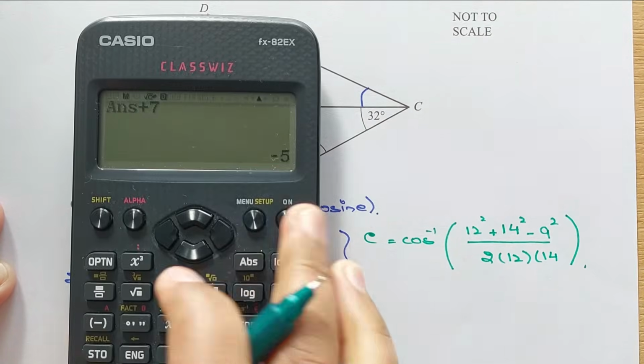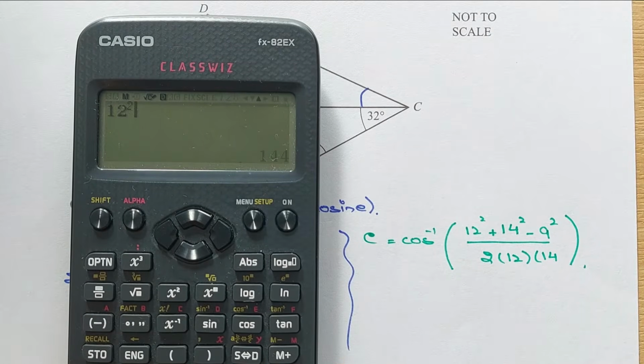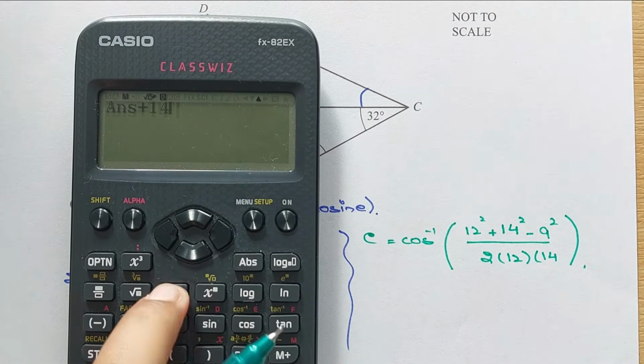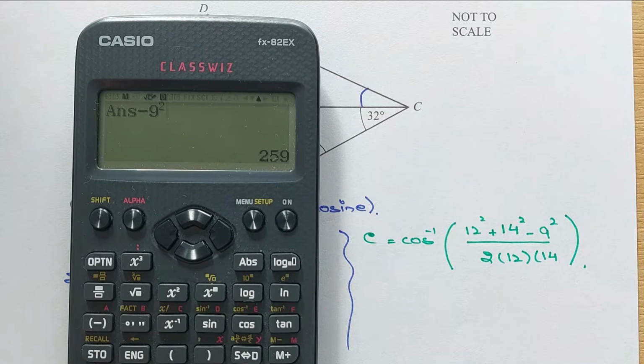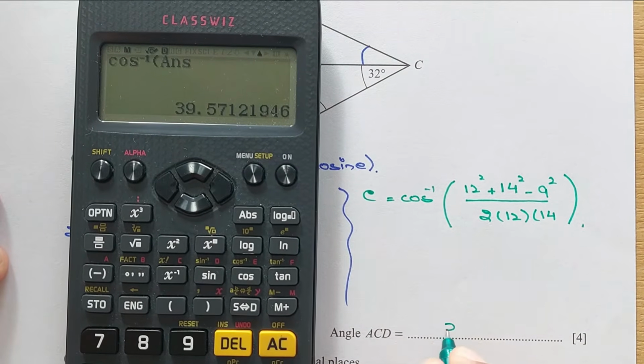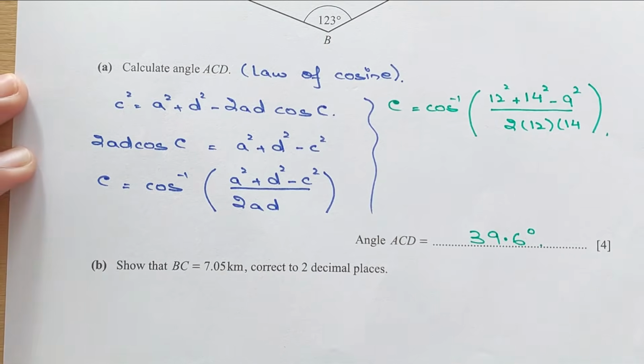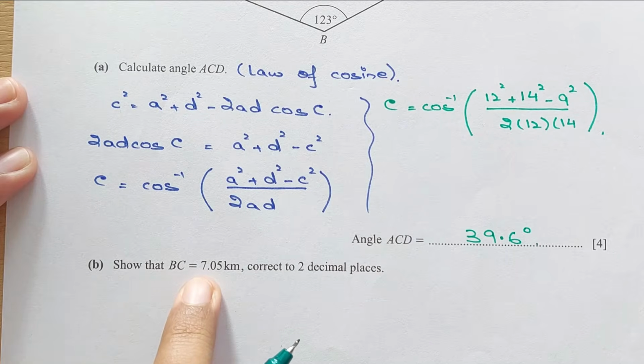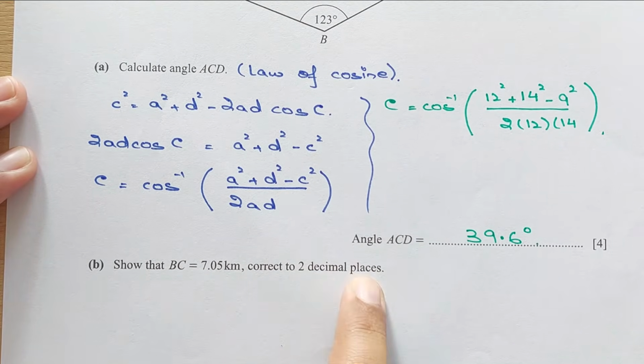Right, just simplify. 12 squared plus 14 squared minus 9 squared is 259, right? Divided by 2 times 14 times 12, and then cos inverse of the answer, this is 39.57, round it to 39.6. 39.6 degrees is the angle ACD. Now for part B, show that BC is 7.05 kilometers, correct to 2 decimal places.